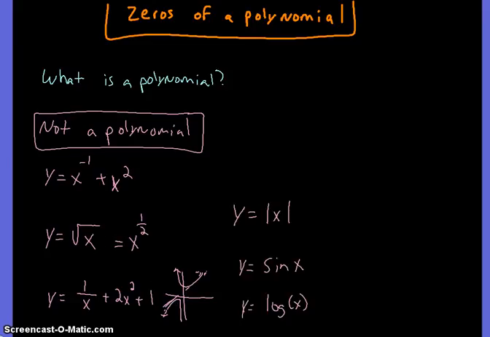Some other functions that are not polynomials are absolute value functions, trig functions, and logarithms. None of these functions are polynomials. They all exist in the world of not a polynomial.